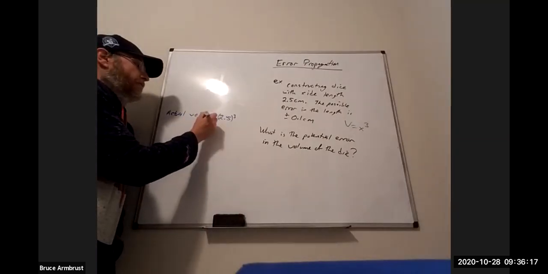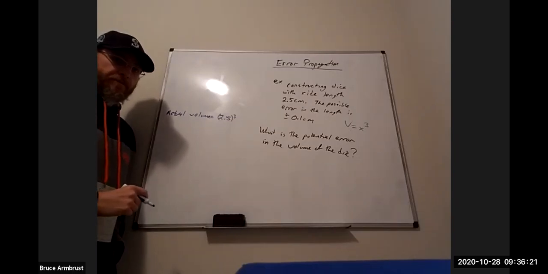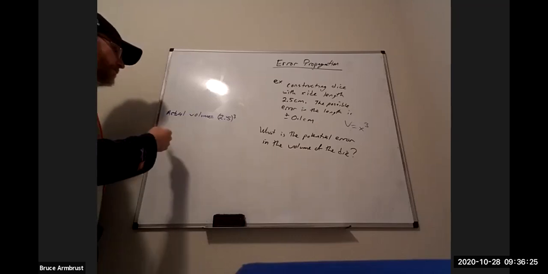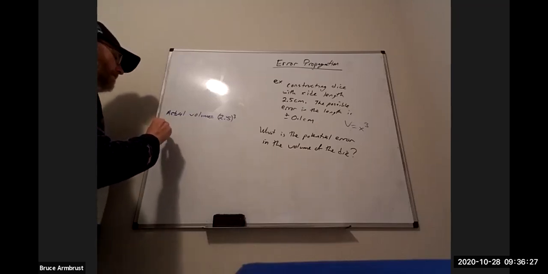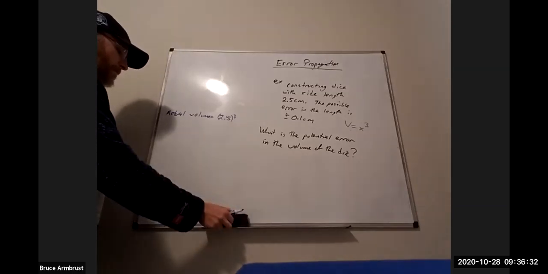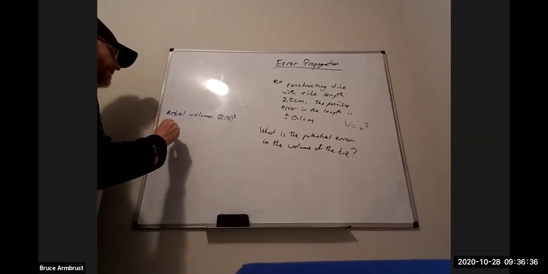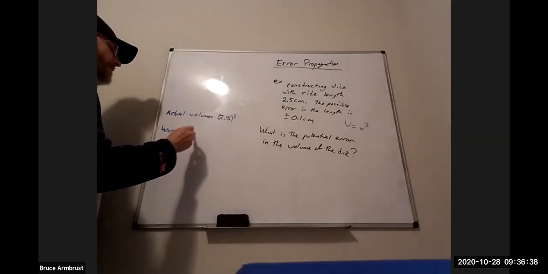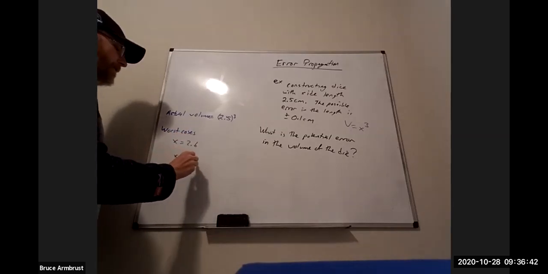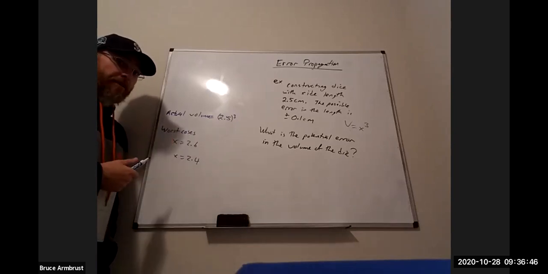So the actual volume would be 2.5 cubed. Right? But then if we look at what are the possible, I'm going to call these the worst case scenarios. It would be where we're off by the entire millimeter on each side.